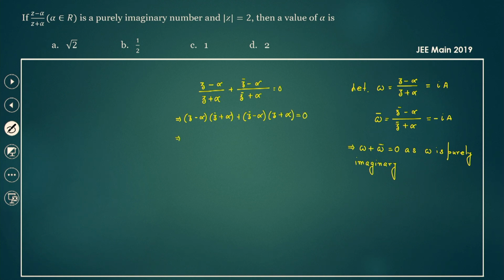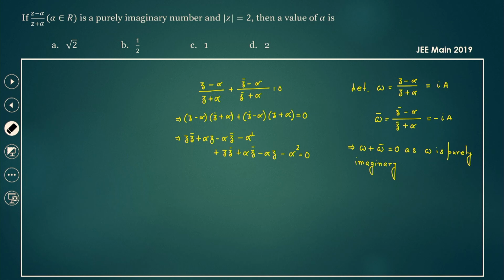Now let's multiply that together. So it implies that z into z bar plus alpha z minus alpha z bar minus alpha square. Then we can easily write down the next term: z into z bar plus alpha z bar minus alpha z minus alpha square, and that's equal to 0. In alpha square there will be no bar; that was a mistake.